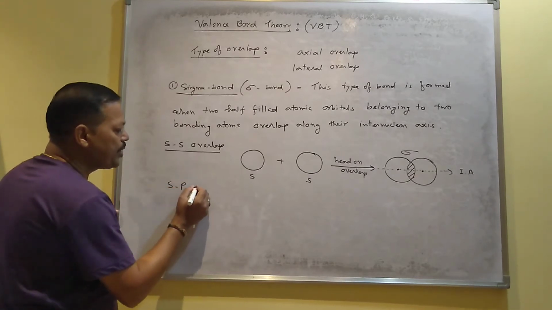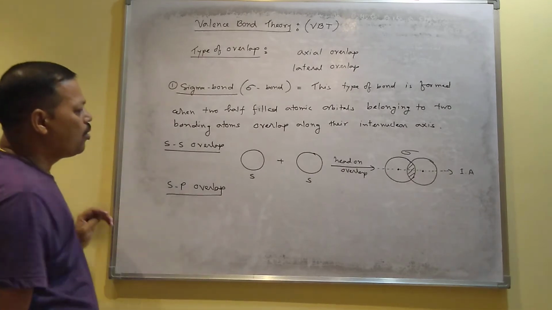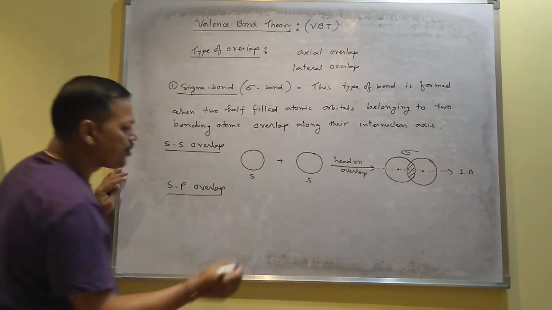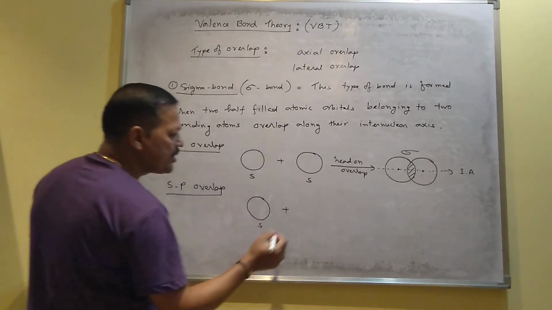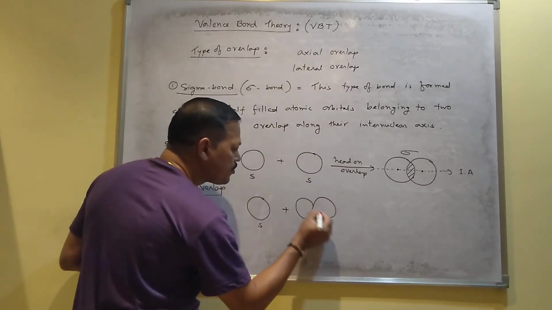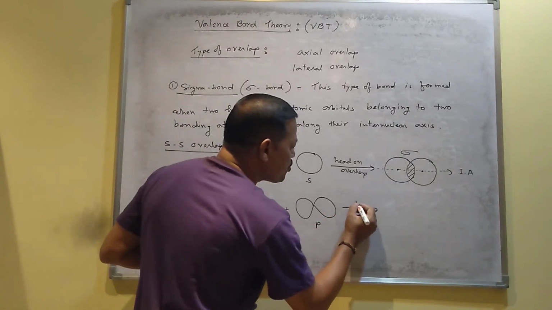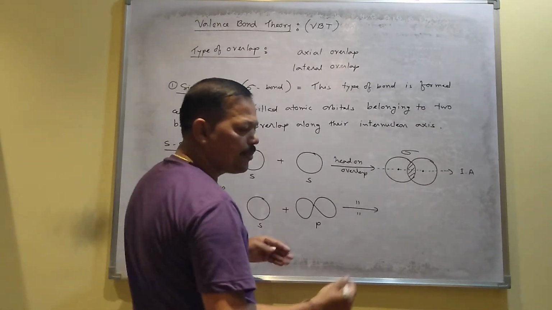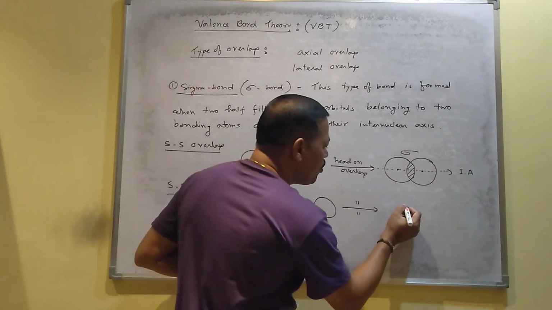S and p orbitals also can undergo head-on overlap. Suppose this is an s orbital, spherical shape, and this is a p orbital, dumbbell shape. When they undergo overlap, they also undergo head-on overlap. I mean, head-to-head overlap. That's why it is also called head-on overlap. They will overlap this way.